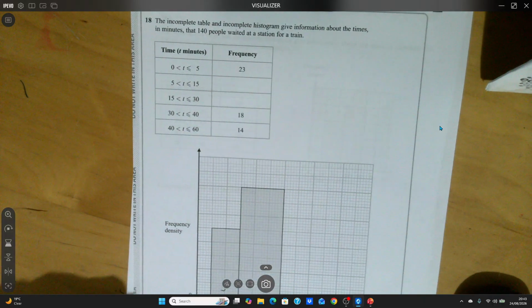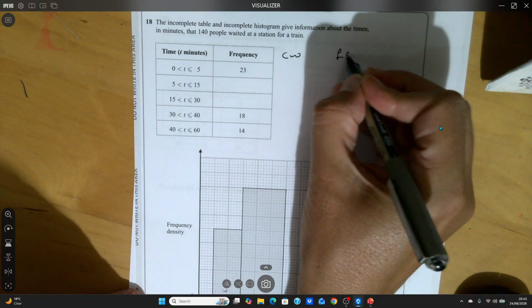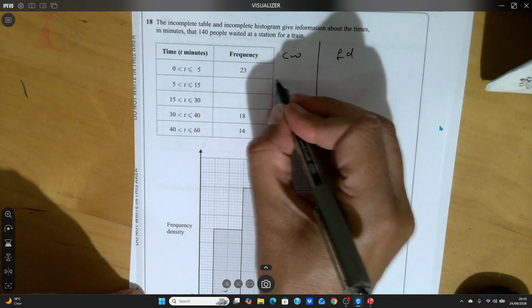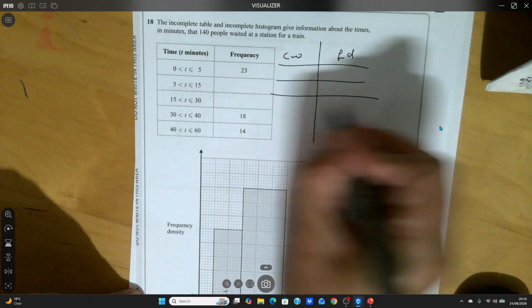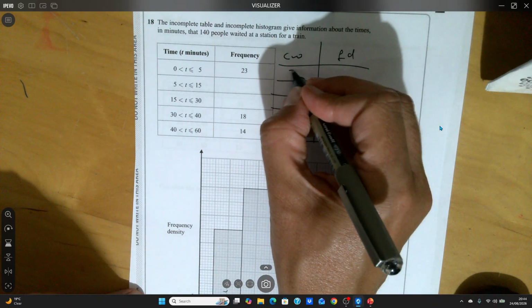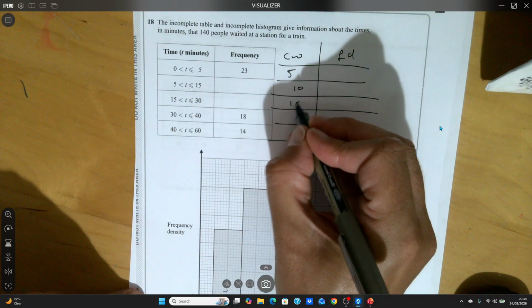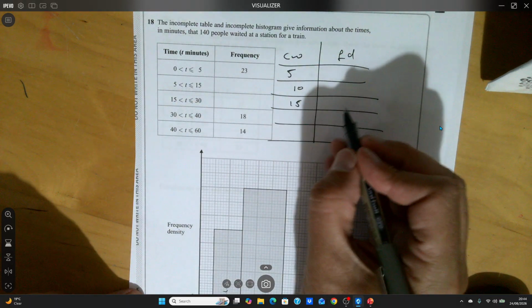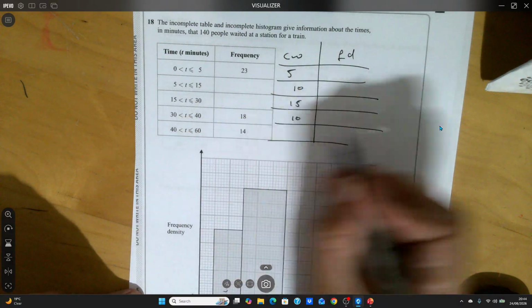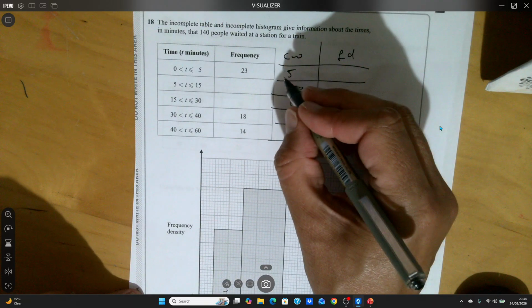Now, I've seen it's a histogram. As soon as I see a histogram and I've got a table, class width, frequency, density, I'm just going to put those on. So class width there is 5, class width there is 10, class width there is 15, class width there is 10, and the class width there is 20. So I can work out my frequency densities.